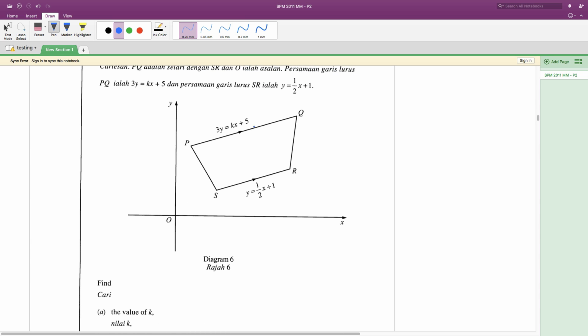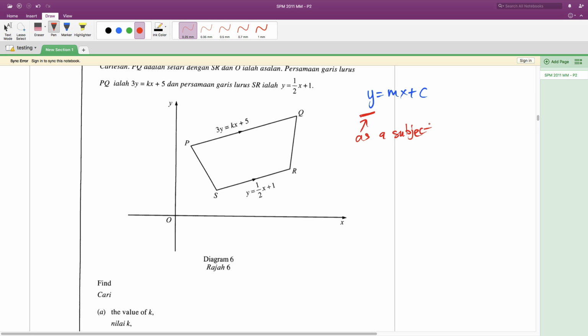Since both of these are parallel, they must have the same gradient. In order to determine the gradient, you must use y equals mx plus c. When I talk about this formula, something you need to pay attention to is that you must always make sure y is the subject.